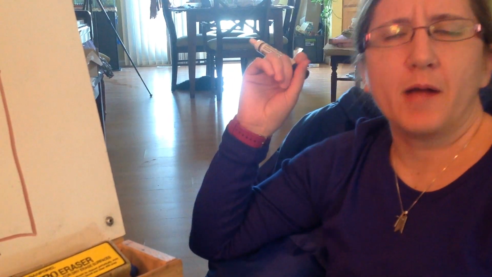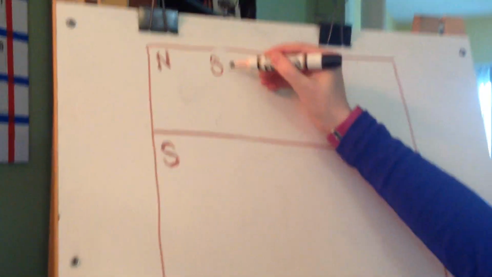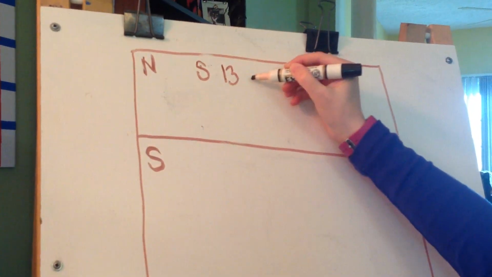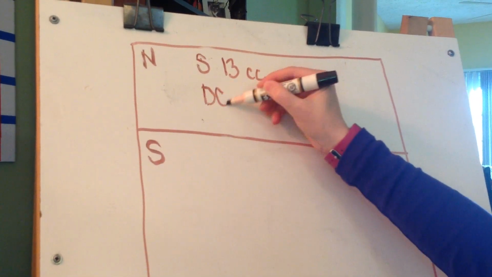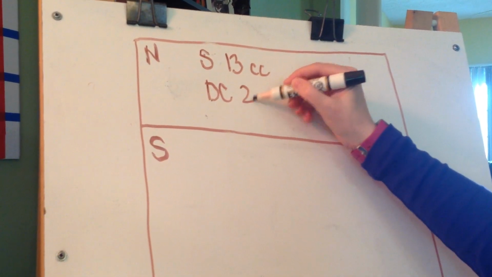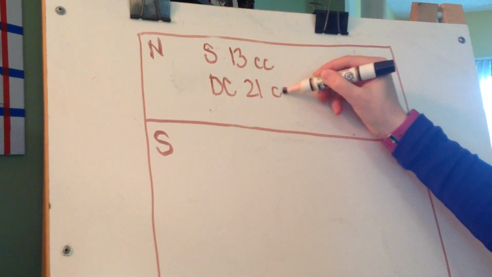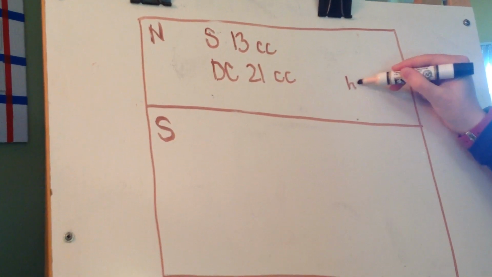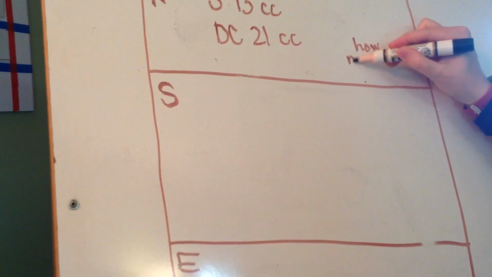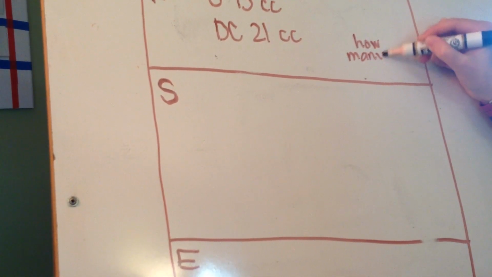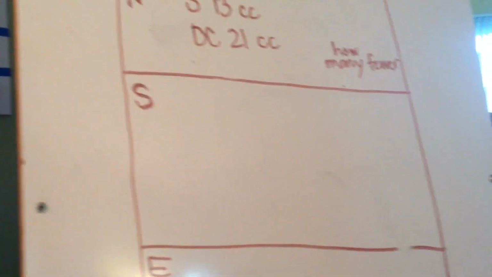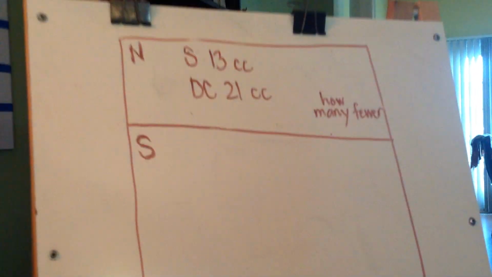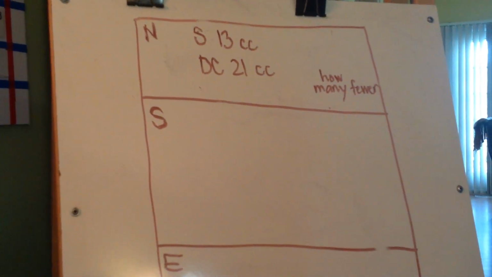I'm going to say the problem again and we're going to write it down. So Suji went to the bakery and got 13 cupcakes. And Dylan C went to the bakery and got 21 cupcakes. And I asked, how many fewer? All right, pause the video and solve this problem.